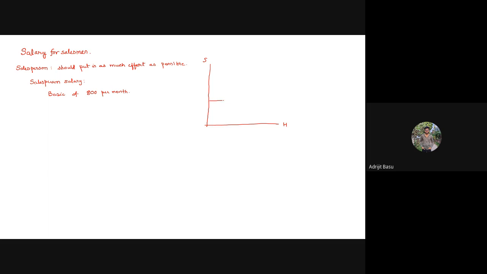But sir, as it is written, put in as much effort as possible, then probably more incentives might be given to the person. Okay, wait. We'll come to it step by step. So you can see that the salary is fixed at 800.